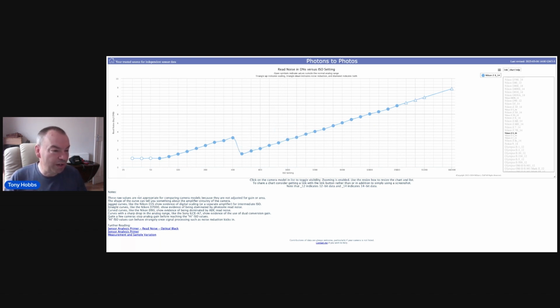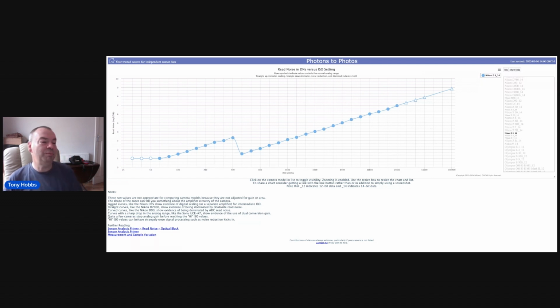Notes below: these raw values are not appropriate for comparing camera models because they are not adjusted for gain or area. So that explains why we can't compare the Z8 with the Sony. The shape of the curve can tell you something about the amplifier circuitry of the camera. Jagged curves, and we saw some earlier, like the Nikon D3S, and I think the D5 and the D6, show evidence of digital scaling.